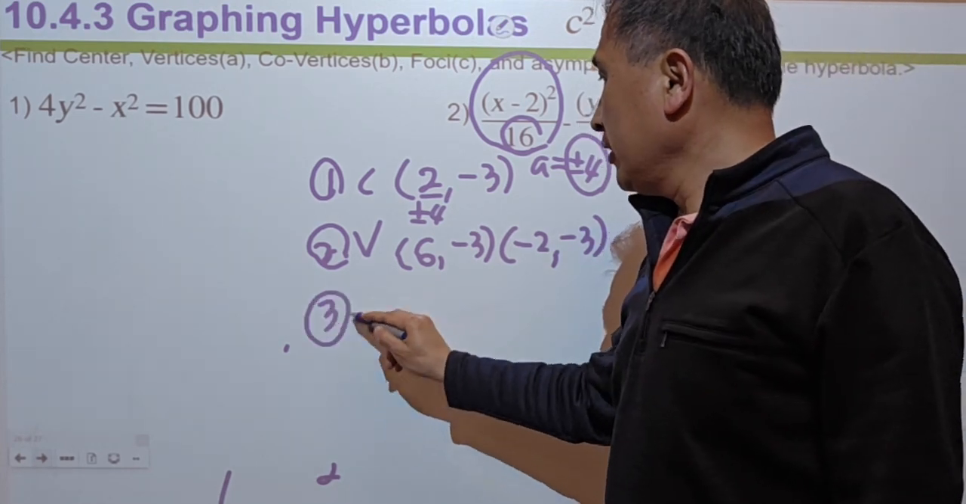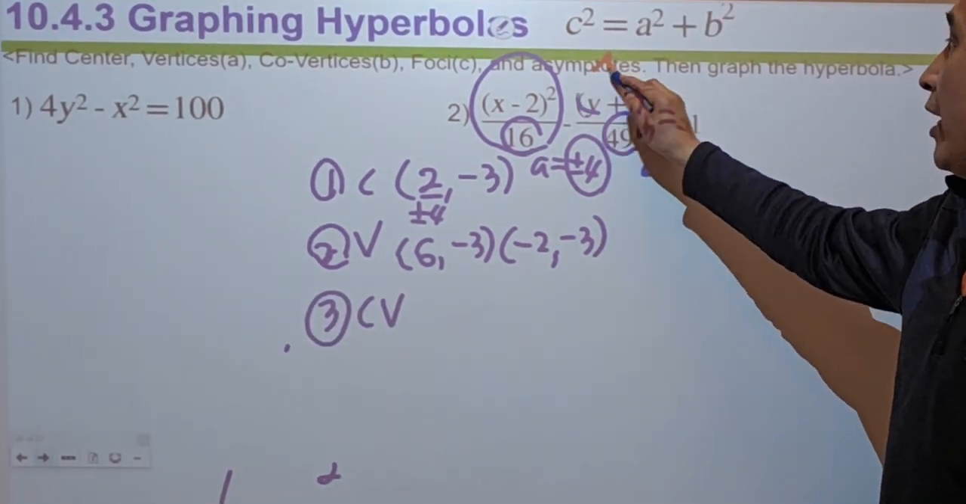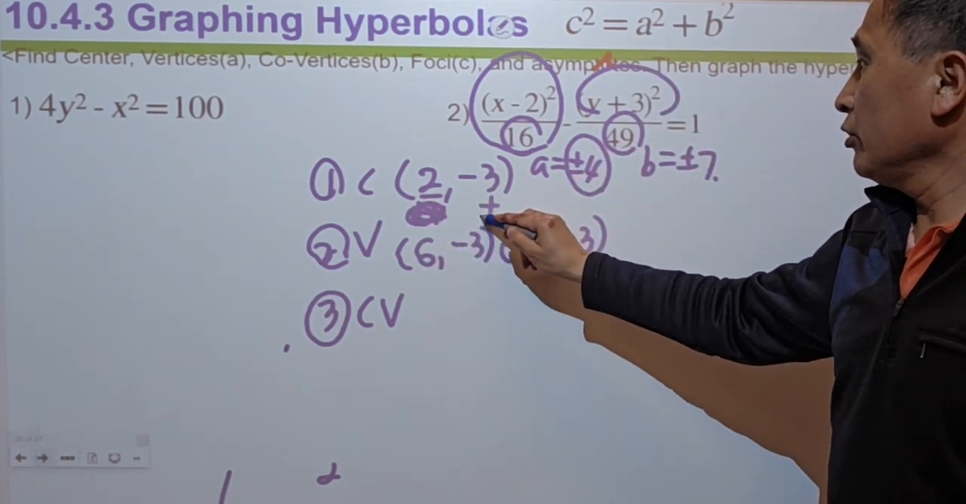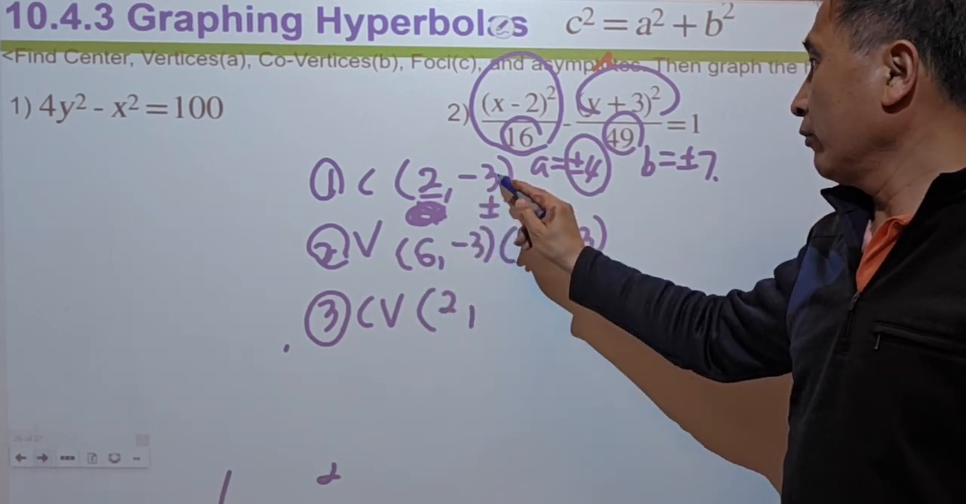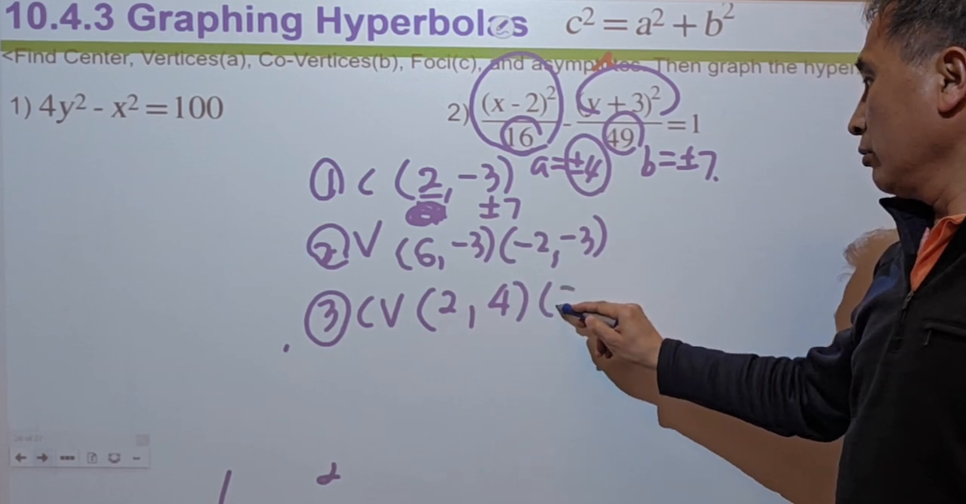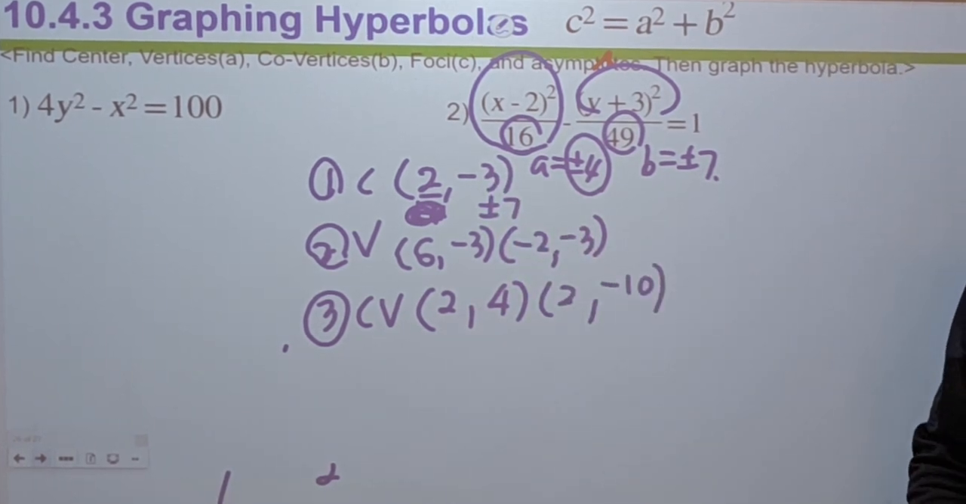And then the covertices. B is plus minus 7. So you keep the x value as it is, but you put the 7 on the y value. So the x value 2 stays the same, minus 3 plus 7 is 4, so 2 comma 4, and then 2 comma minus 3 minus 7, which is minus 10.